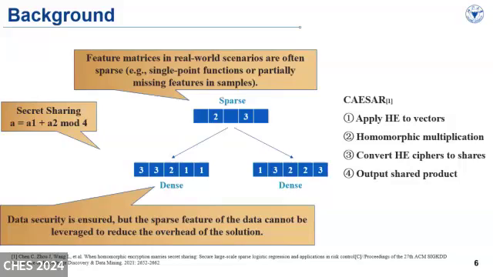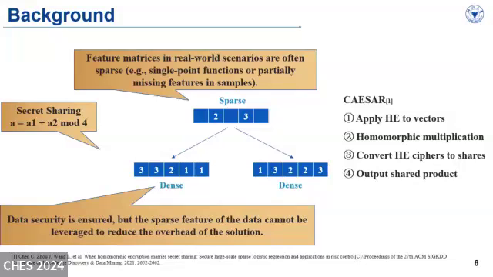Some existing work has proposed to combine secret sharing and additive homomorphic encryption to utilize the special data characteristics in machine learning models. Note that the feature matrices in real-world scenarios are often sparse. For example, there might be some single-point functions, or there are some partially missing features in the real-world samples. If it is simply split into two shares, the data security can still be ensured, but the sparse vector will become two dense ones. Hence, the sparse feature of the data cannot be further leveraged to reduce the overhead of the solution.